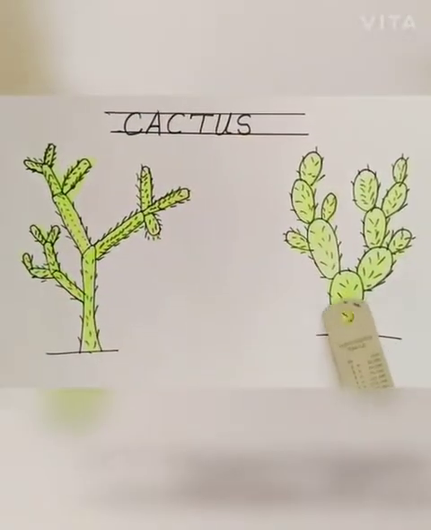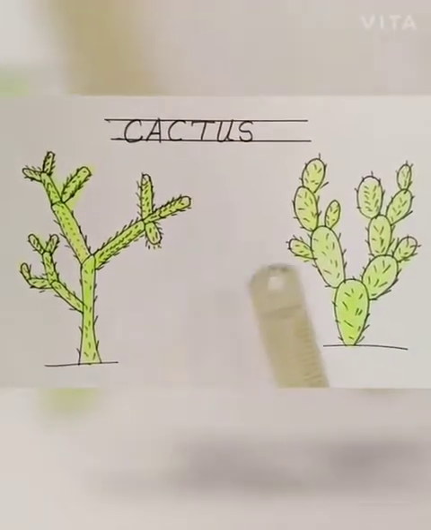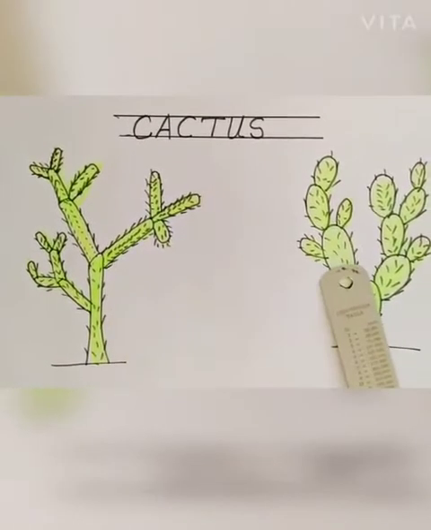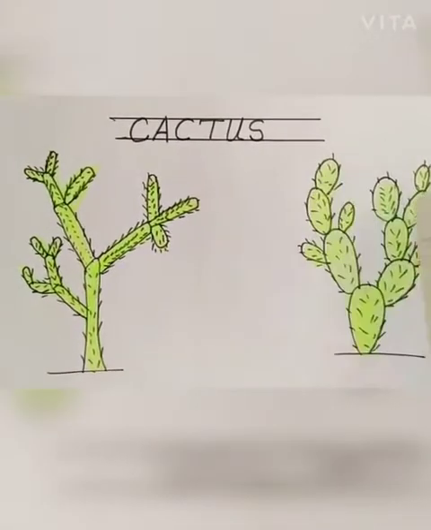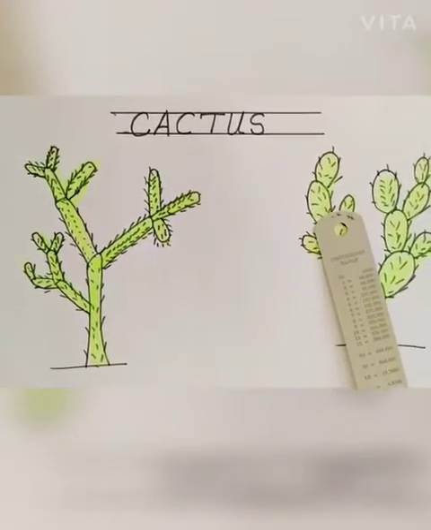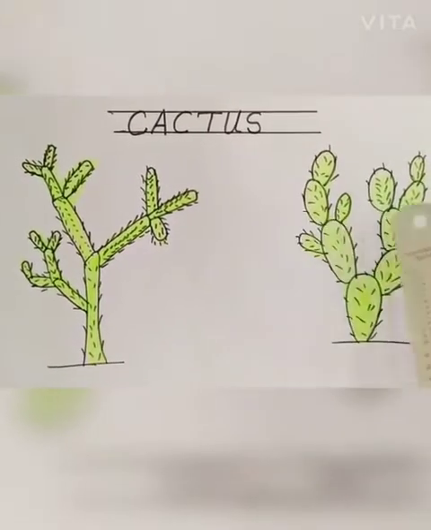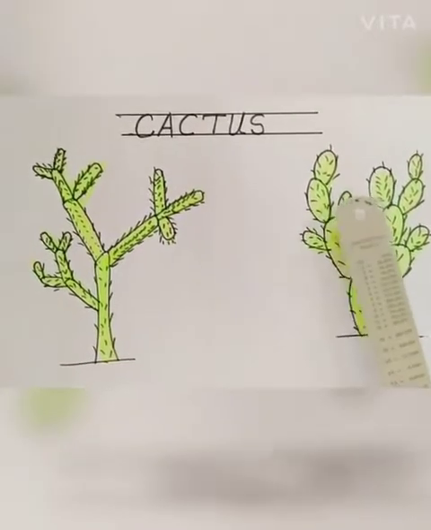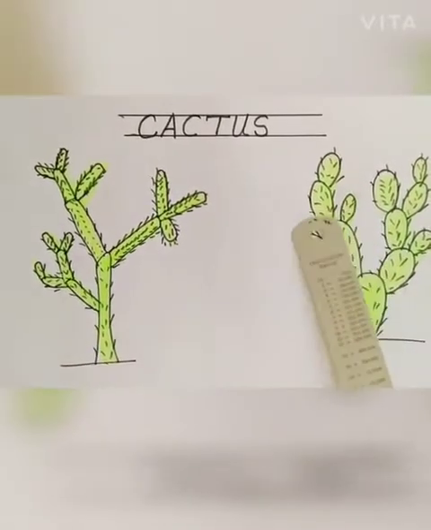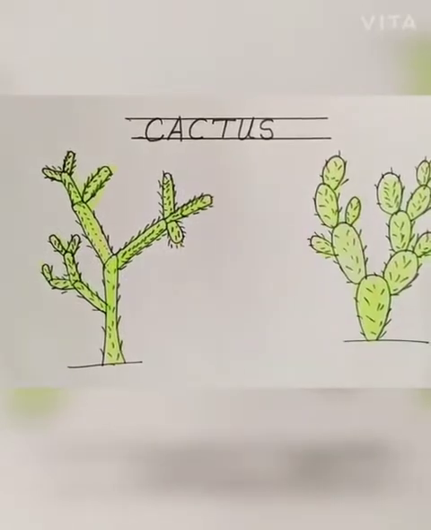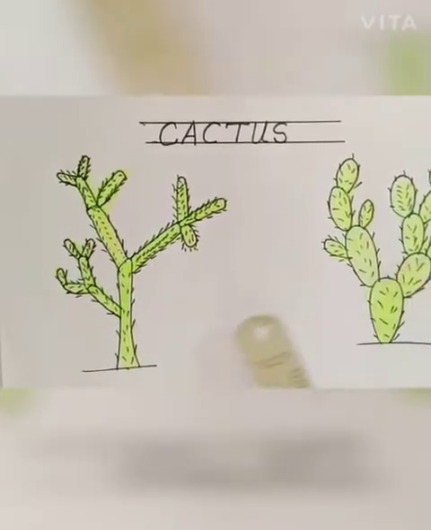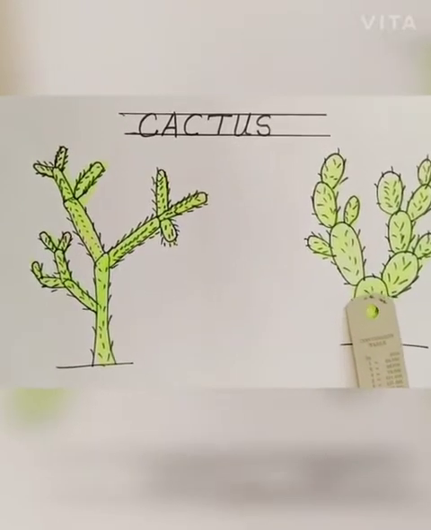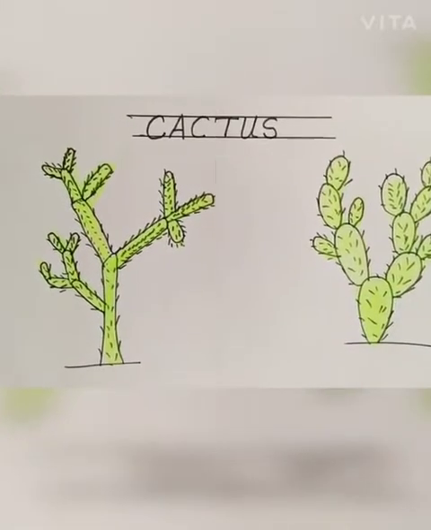We can see with this diagram here that the stem of this cactus is flat and green just like a leaf and is covered with spines. The function of spines is to keep cattle from eating this cactus, and they are present instead of leaves. They are succulent. We can see that they have a lot of stored water and food inside them.